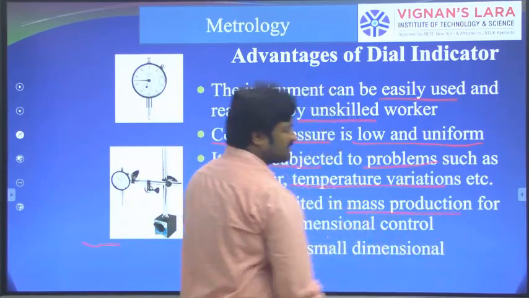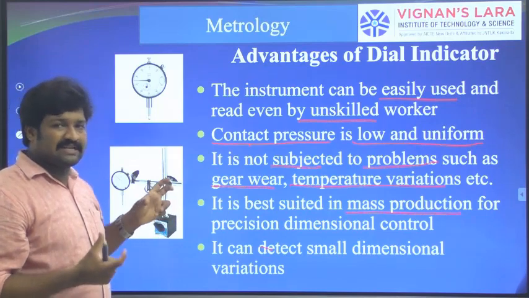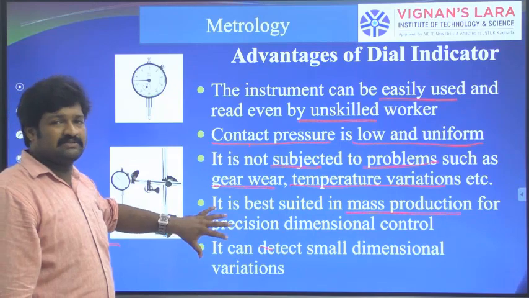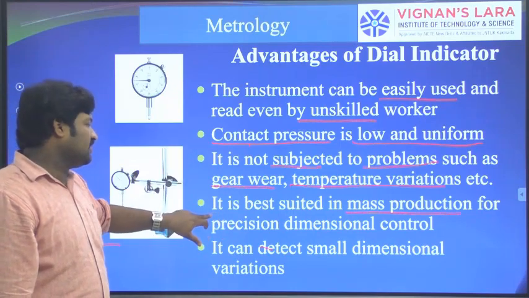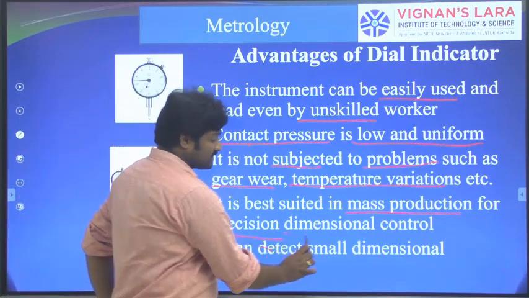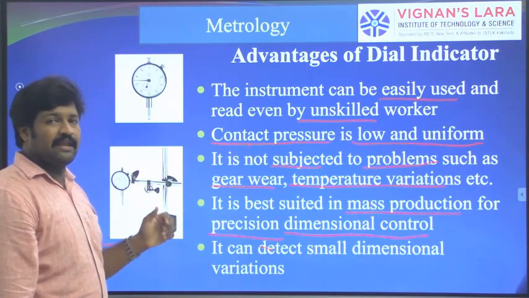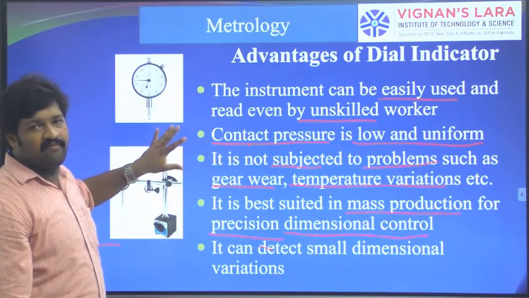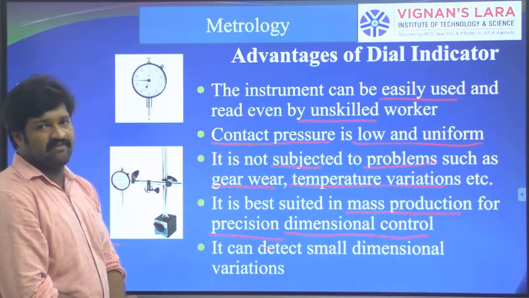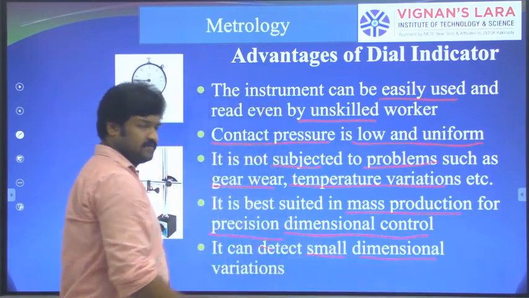For comparing a large number of components, it is very easy. So instead of measuring the components, comparing the components is very easy. Hence this process can be used for mass production. It is best suited in mass production for precise dimensional control, for obtaining correct dimensions for mass components, n number of components. Then it is the best suitable way instead of measuring each and every component. It can detect small dimensional variations also.